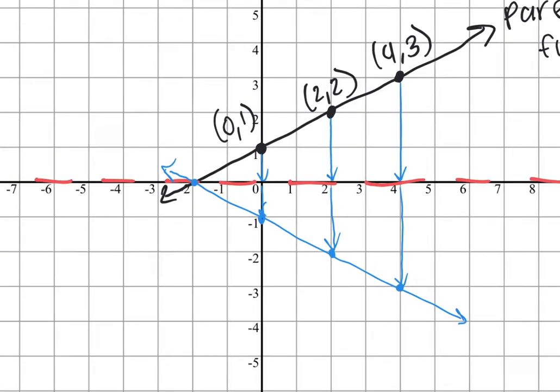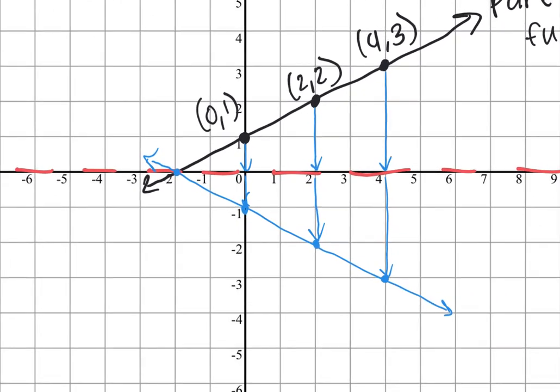Okay. Now, let's plug in. Let's figure out what the coordinates are and see if you notice the pattern. Okay. So 0, 1 became what? What's the new point? 0, -1. What was the second point? 2, -2, and the last point? 4, -3.